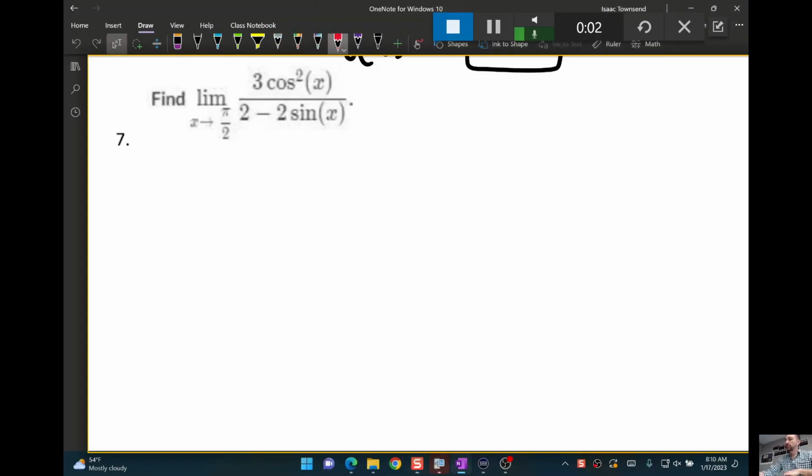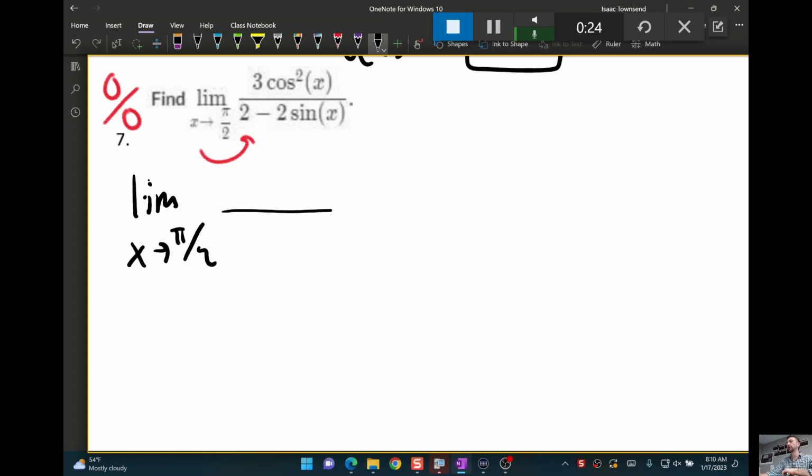Okay, so if we start off with direct substitution, at pi over 2, cosine is 0. Square 0, you still get 0. Multiply by 3, you still get 0. In the bottom, sine of pi over 2 is 1. So you end up with 2 minus 2, which is also 0. So this is, in fact, what we refer to as indeterminate form, which is the only type of question you have to dig in deeper.